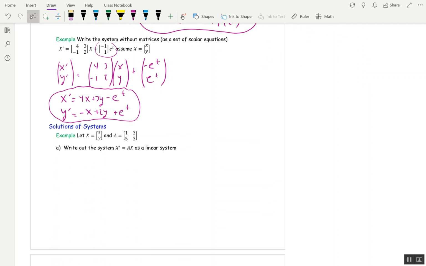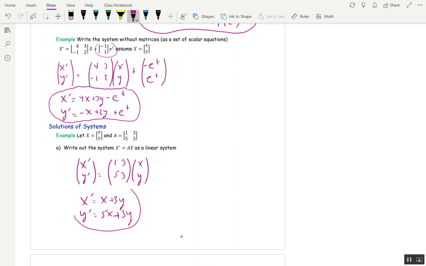All right, so let's talk about solutions of systems. Again, some of this is repeat from last time. Write out the system x prime equals Ax as a linear system. So once again, I got my intermediate step. X prime, y prime is A, which is 1, 3, 5, 3, times x, y. And that gives me x prime equals x plus 3y. Y prime is 5x plus 3y. Okay, so you should be able to go easily between these two different notations.